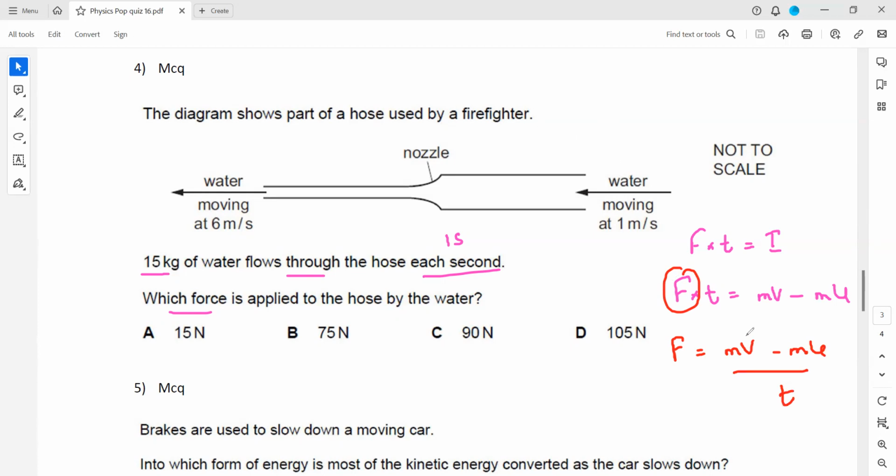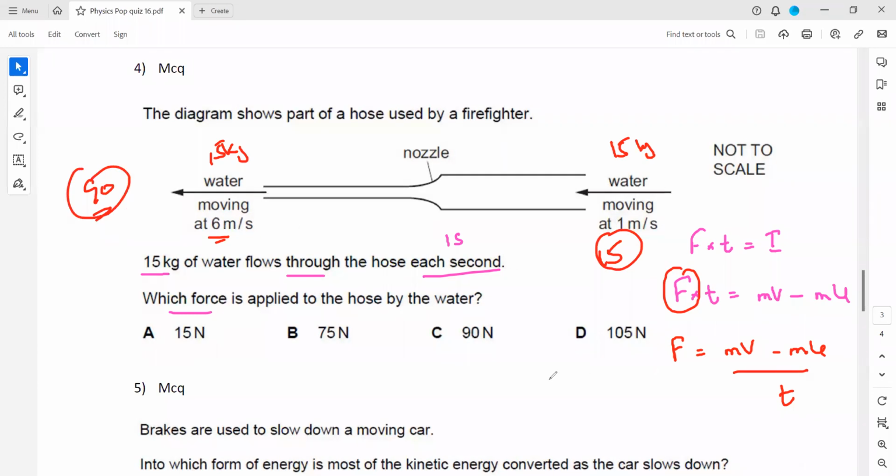So the final momentum: the mass is 15 kg and the speed is 6, so 15 multiplied by 6 will be 90. So the final momentum is 90. What about the initial momentum? The mass is 15 kg and the speed is 1, so 15 multiplied by 1, that's 15.